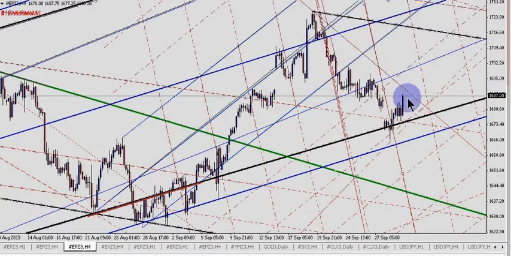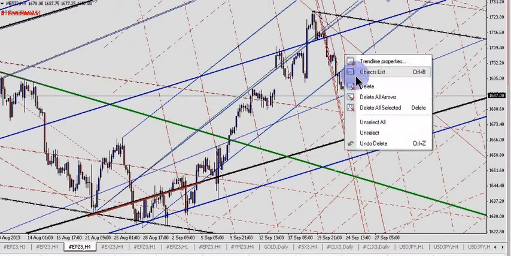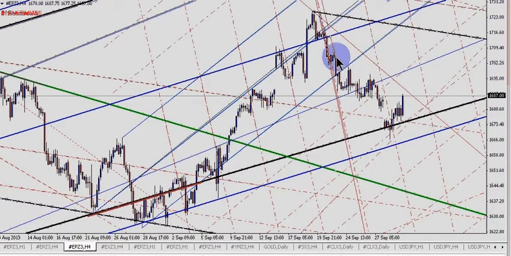And here we are again, another great chart showing the next line of resistance on the E-mini S&P.